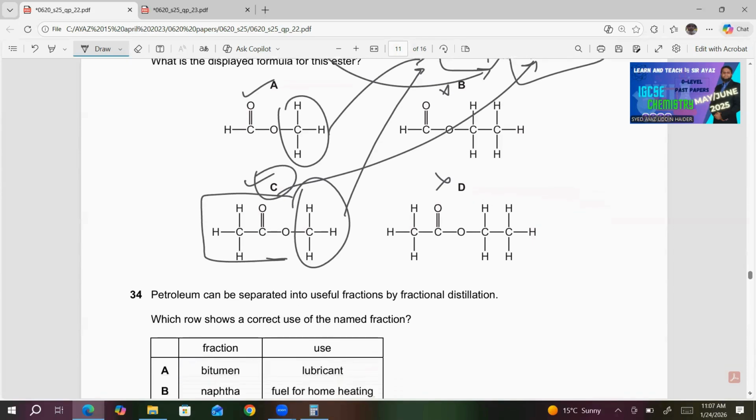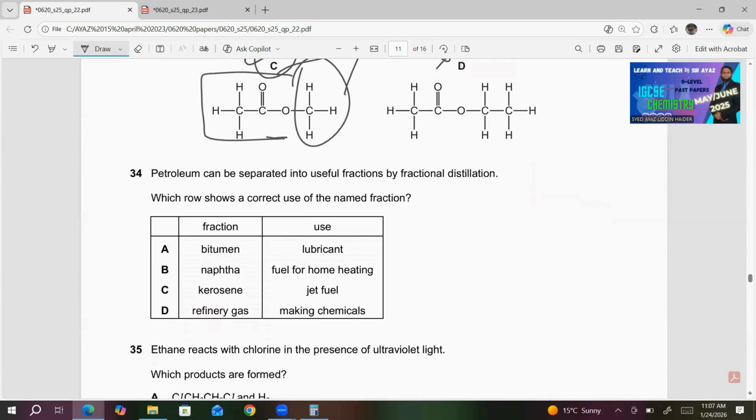Moving to next MCQ, which is petroleum can be separated into useful fractions by fractional distillation, which shows a correct use of the named fraction. Now we have uses of different fractions. Bitumen used in the construction of road. It's incorrect. Naphtha is feedstock used for making different products. It's not a fuel for home heating. Kerosene is jet fuel. This looks correct to me.